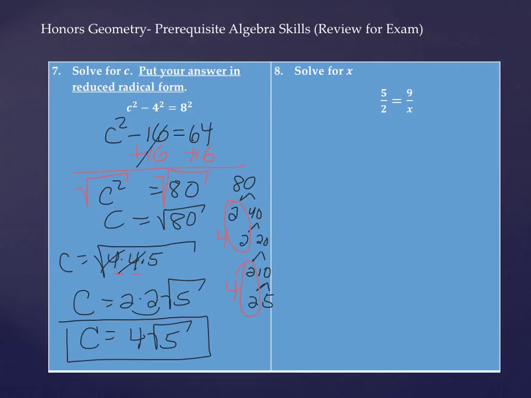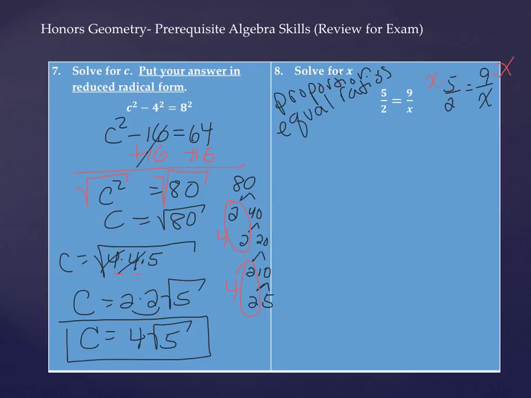Okay, over here, solve for x. This is a proportion. What is a proportion? A proportion is when we have an equality of ratios. Many of you have heard about cross multiplication, but let's quickly review why that works. 5 halves equals 9 over x. 9 is being divided by x. How do you undo division? With multiplication. So if I multiply one side by x, I've got to multiply the other side by x. Now over here on the left side, 5 is being divided by 2.